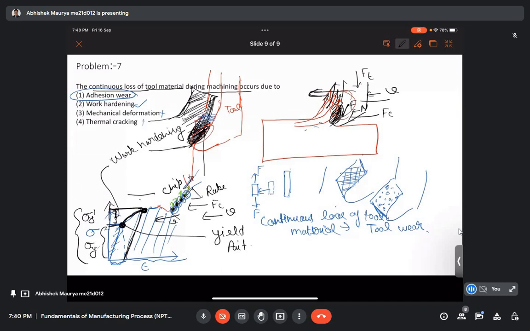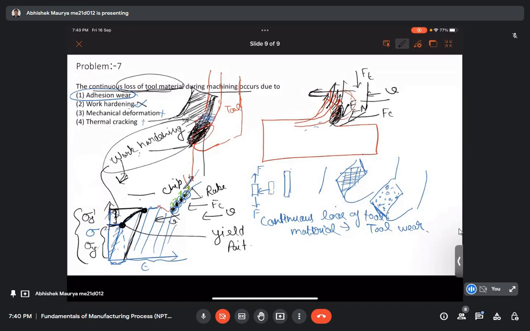So the increase in strength because of plastic deformation is called work hardening. But work hardening has nothing to do with the loss of material. Basically, if our tool, let's say, deforms plastically a little bit, then if we want to deform it further, we have to apply a large amount of force. But work hardening has nothing to do with the loss of material. It just improves the strength of anything after it gets deformed plastically. So that's why work hardening is not the correct answer.